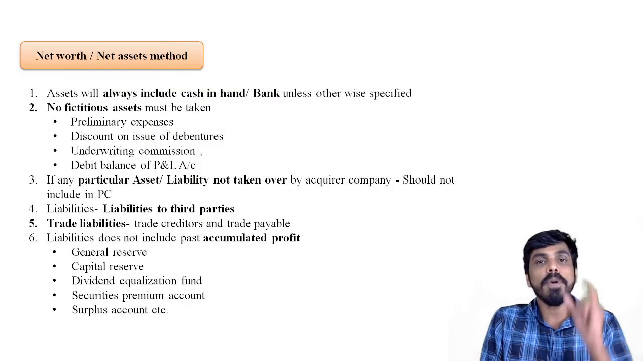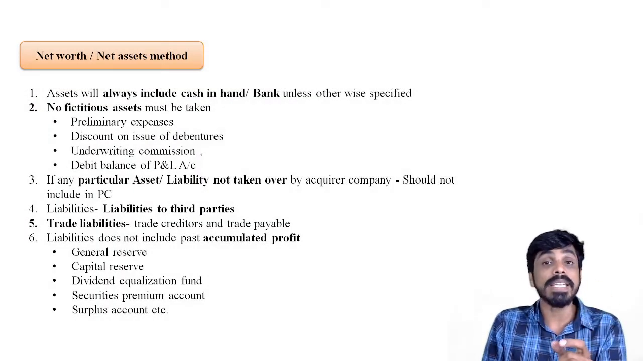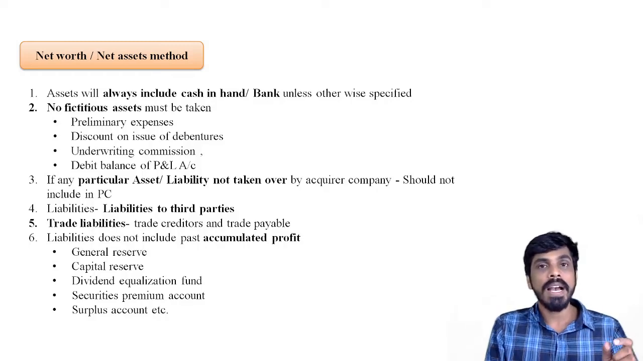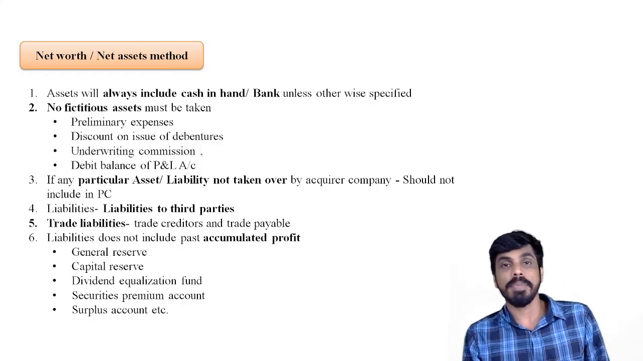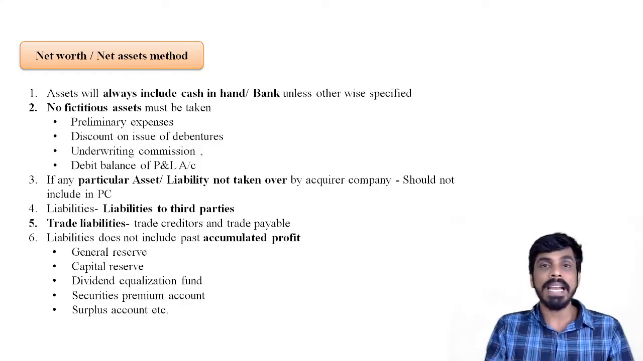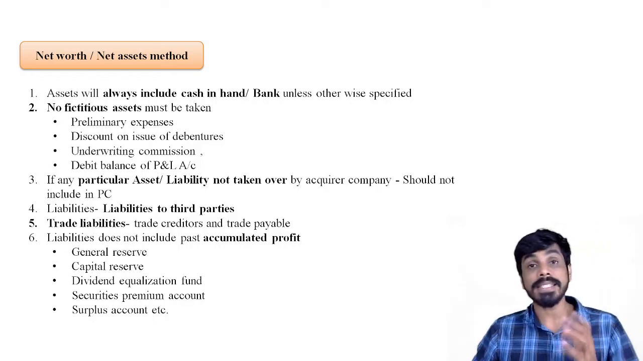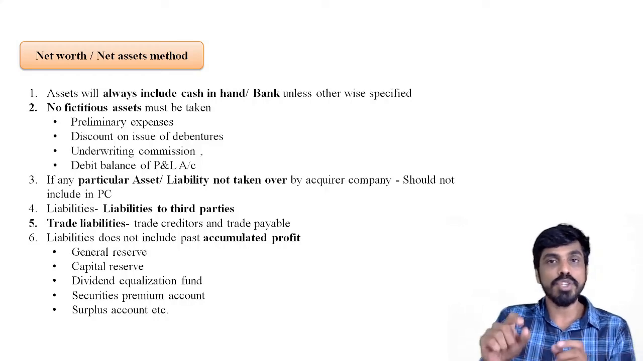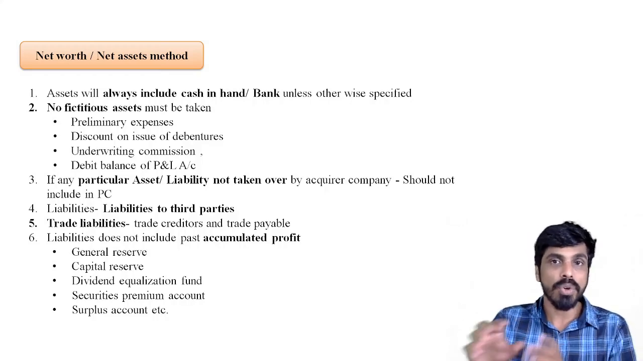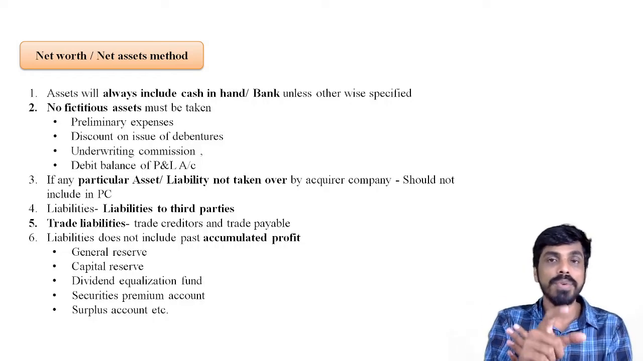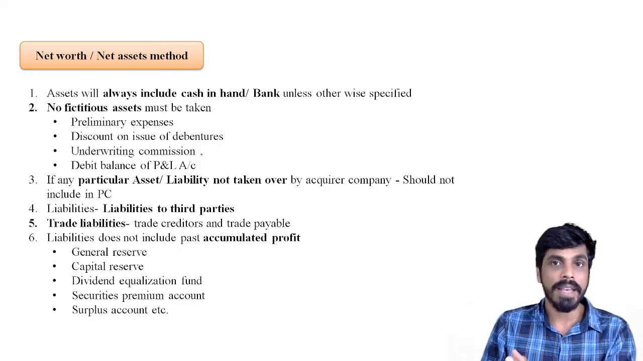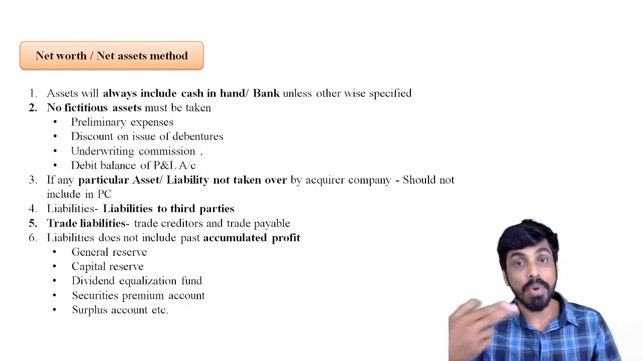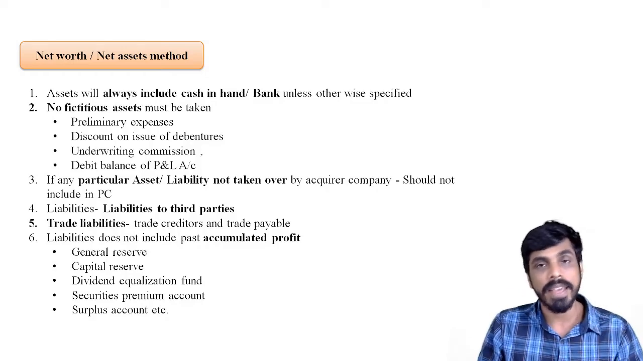Fine. There are some more points you should keep in your mind while calculating the net worth method for finding out the purchase consideration. First, assets will always include cash in hand and cash at bank. As in your question, it will say that the acquirer company will take over all the assets of the acquiree company. All assets means what? Including cash in hand, unless it is specifically said that cash is not taken over. If it is so, you don't take cash in hand and cash at bank. Otherwise, if the question says that the acquirer company takes over all the assets, then it means cash in hand and cash at bank also.